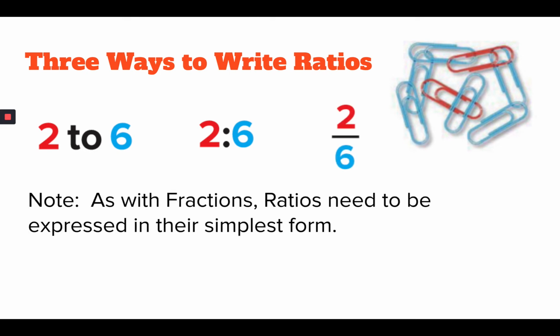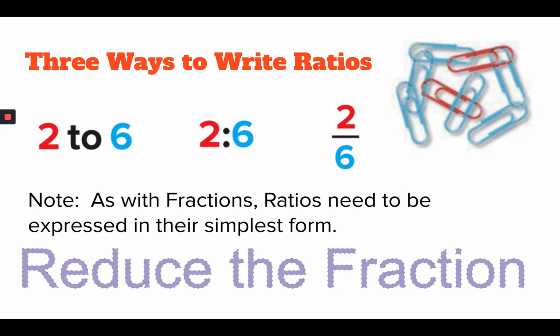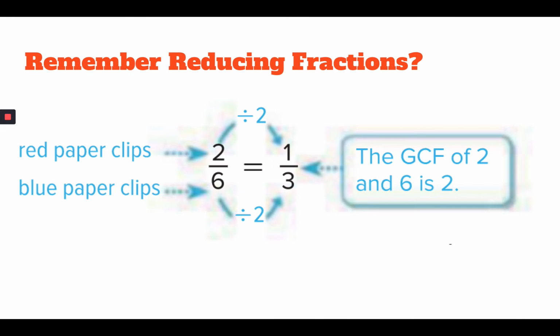Now I want to note something. As with all fractions, ratios need to be expressed in their simplest form. And if you don't know what that means, simplest form means reduce the fraction. You always have to reduce ratios if they can reduce. So 2 over 6 does reduce. Remember how to reduce a fraction.